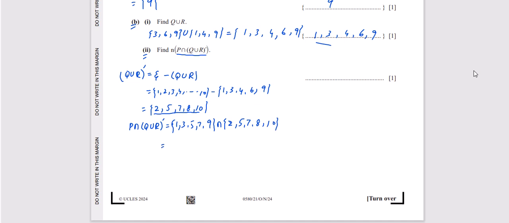So take complement. Complement means the common numbers in this set. The common numbers in this set are, first one is 5 and second one is 7. So now we have to calculate P intersection (Q union R) whole complement. How many numbers are there? 1 and 2. So the final answer is 2. Right, here 2.